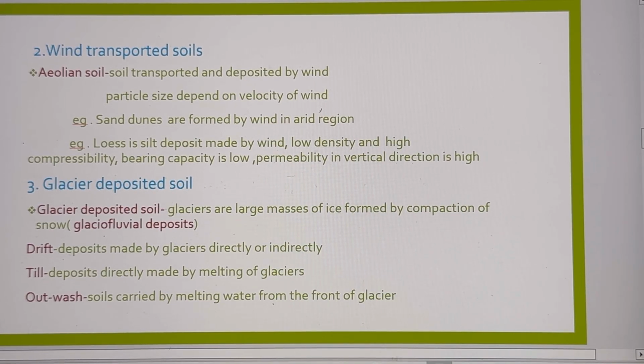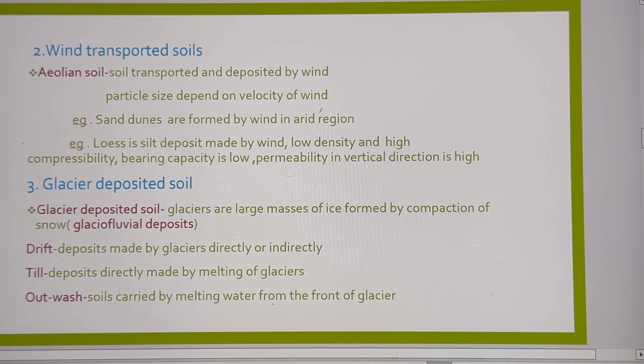Then you have aeolian soil. Aeolian soil means wind transported soils. Sometimes questions are asked, what is the wind transported soil called? That is the aeolian deposit, aeolian soil. Soil transported and deposited by wind, and particle size depends on the velocity of the wind. Sand dunes are formed by wind in arid regions, and loess is the silt deposits made by wind. Low density and high compressibility. Carrying capacity is low, and permeability in the vertical direction is high.